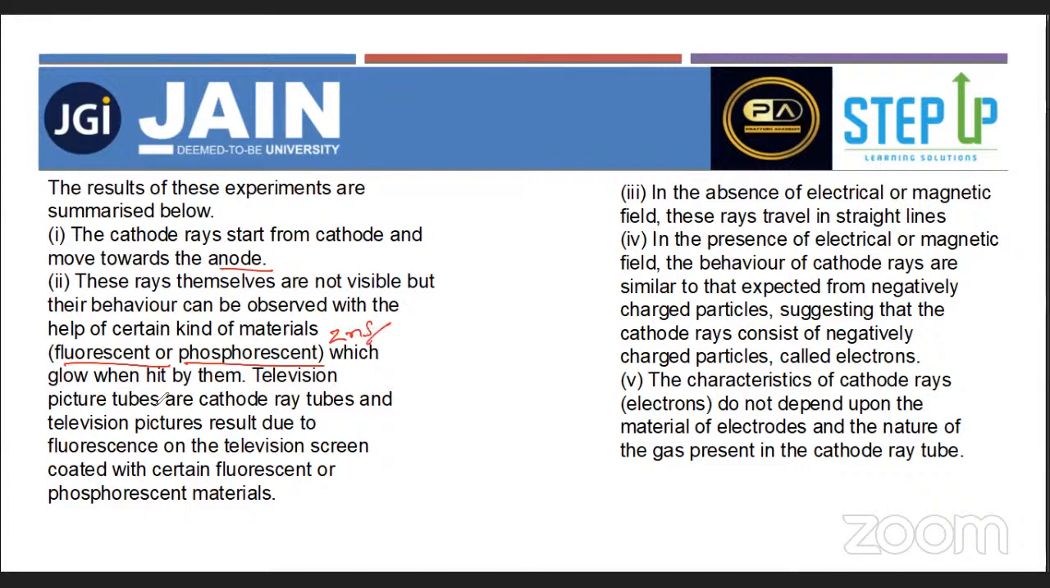Television picture tubes are cathode ray tubes. This is not that important; you only have to remember that cathode rays are produced by using a cathode ray tube.